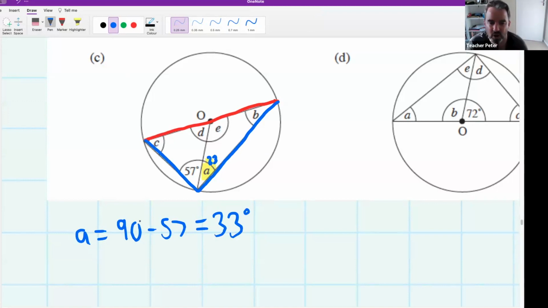What is going to be the size of angle B? Look carefully at the drawing and think about what you can use to help you find the size of angle B.